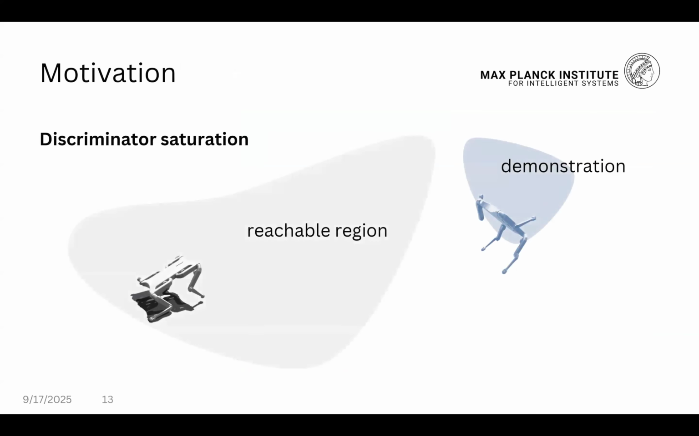Let me motivate you. Imagine I have this quadruped robot, and it can do something in this gray region. Now in the demonstration, it's something crazy, like a backflip. Of course, this will result in the discriminator saturation problem, as we talked about, because initially, while your policy cannot do anything, the discriminator already becomes too strong, right?